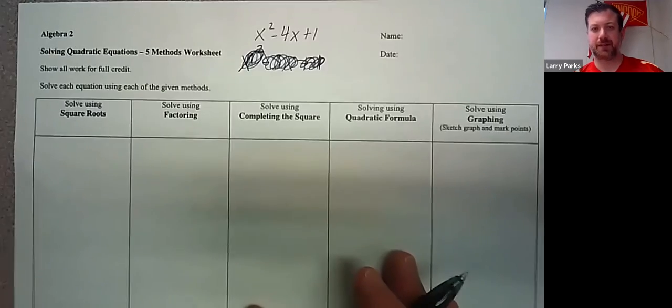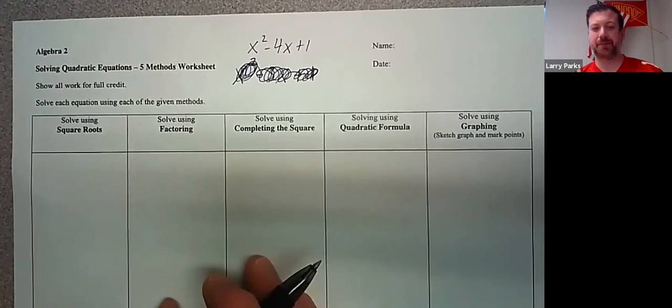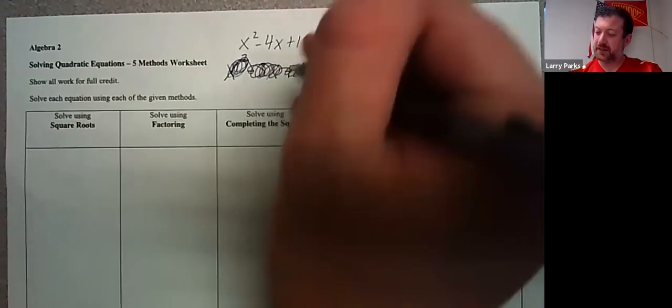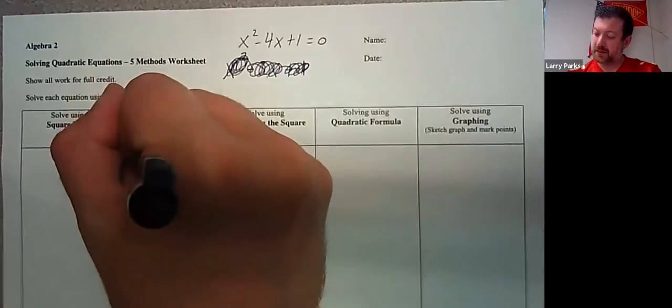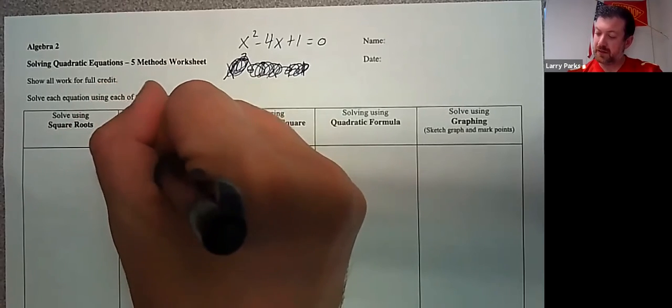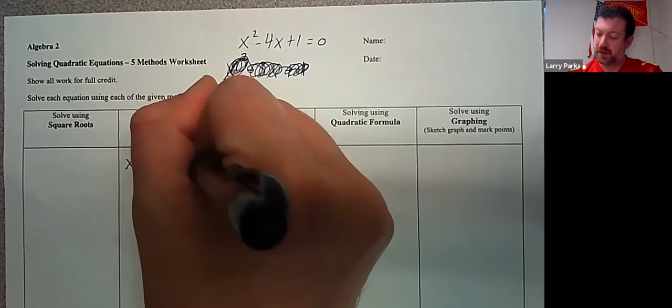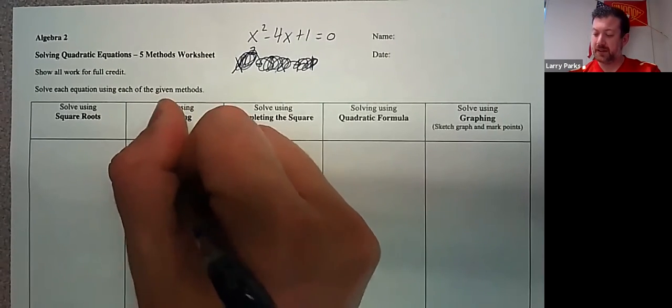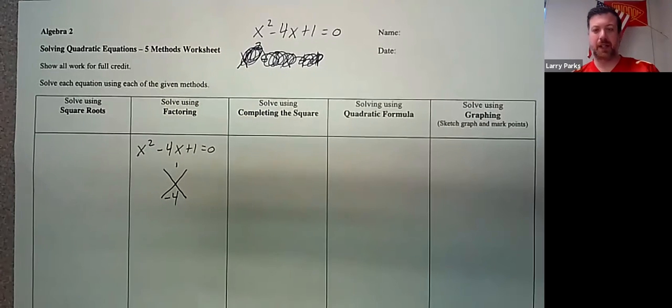Excuse my handwriting, I changed the problem. Whenever I see a problem like this, when a is 1, I try to solve by factoring. So let's go do that. What multiplies to 1 but adds to negative 4? The only thing that multiplies to 1 is 1.